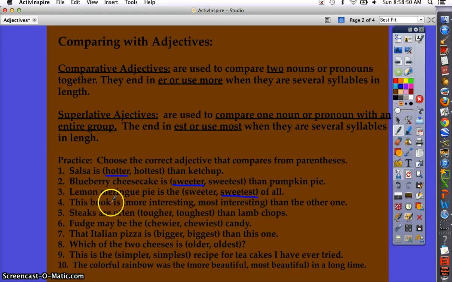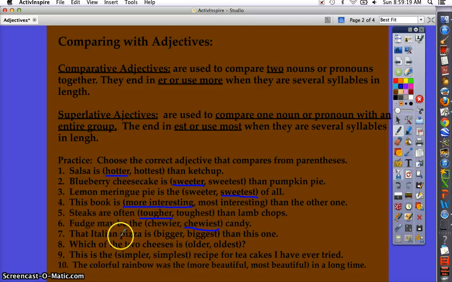Number four, this book is more interesting or most interesting than the other one. More interesting fits best here, again comparing one book to another book. Number five, steaks are often tougher or toughest than lamb chops. Tougher would fit best, again comparing steaks to lamb chops. Number six, fudge may be the chewier or chewiest candy. Chewiest would be best for number six, comparing fudge to all other candies.